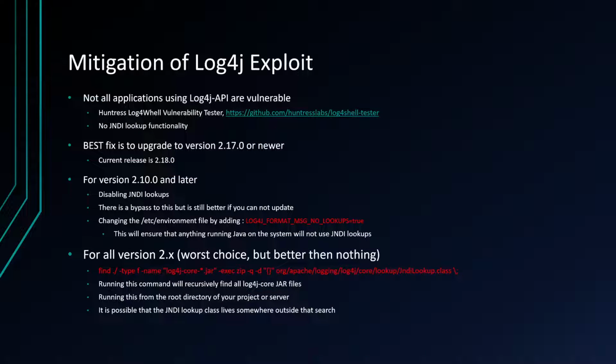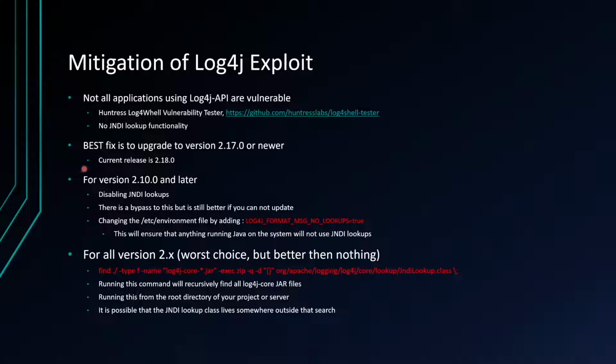So, mitigation of the Log4j exploit. Not all applications using the Log4j API are going to be vulnerable. If somebody wanted to test and didn't really know a whole lot about technology, there's a really easy test that was created by Huntress Labs. It requires just downloading and running one line of code, and it'll let you know. Applications that aren't going to be vulnerable are applications that have no JNDI lookup functionality. The best fix right now is to upgrade to version 2.17 or newer.